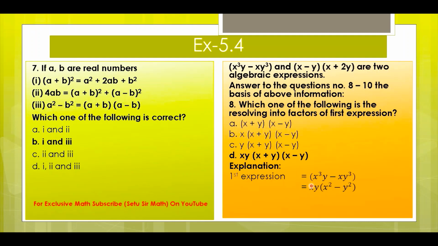So if we take common x from this, we will get x square, and if we take xy from this, we will get only y square. So xy, and the formula x square minus y square equals x plus y into x minus y. As you already know, the general formula: a square minus b square equals a plus b into a minus b.